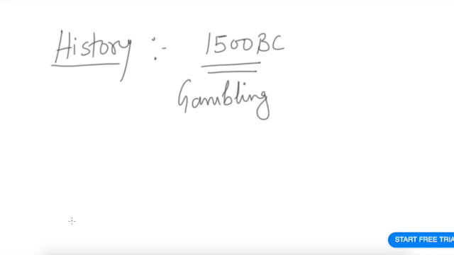So looking at the history of probability, it dates back to 1500 BC, and a lot of contribution to probability theory comes from gambling. A lot of mathematicians, I don't want to name them, have contributed to the history of probability.